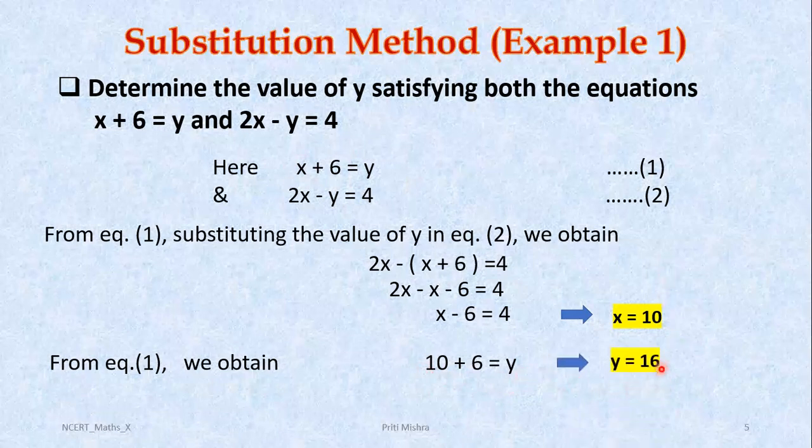So now we have the solution for these two equations, and this is a unique solution. For which lines can we have a unique solution? For intersecting lines. It means these two lines are intersecting lines, right?